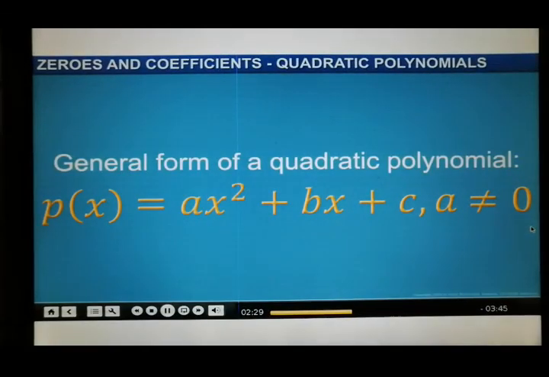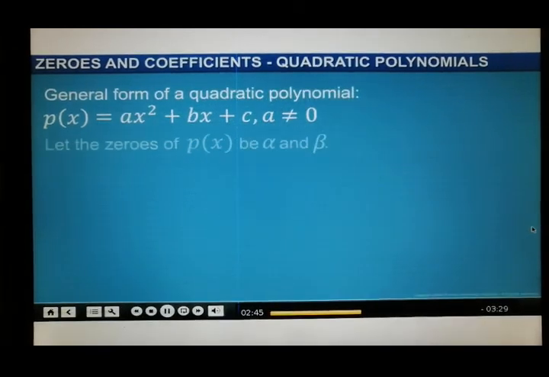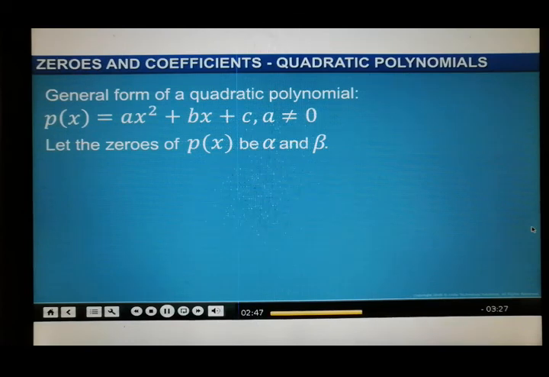Next, we'll discuss the relationship between the zeros of a quadratic polynomial and its coefficients. Let's consider the general form of the quadratic polynomial. Recall that a quadratic polynomial can have a maximum of 2 zeros. Let's assume that the zeros of the polynomial p of x are alpha and beta.